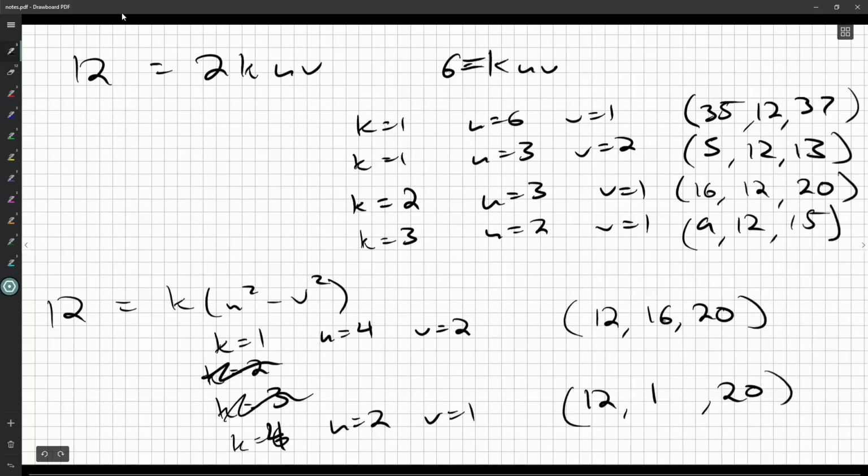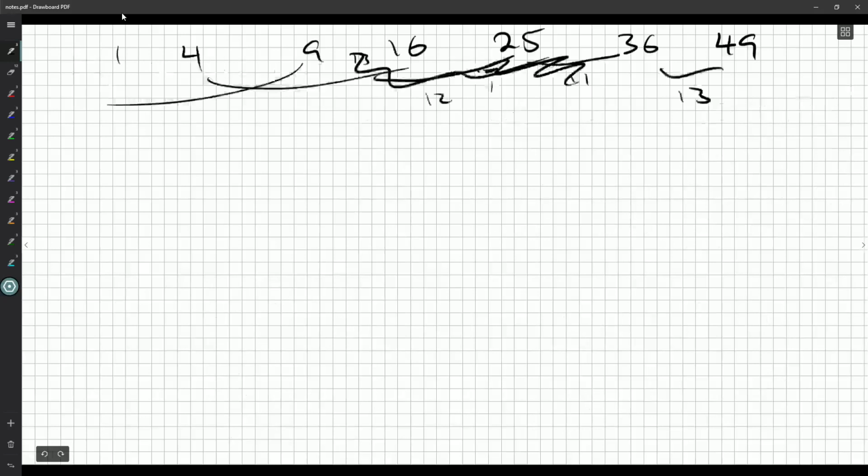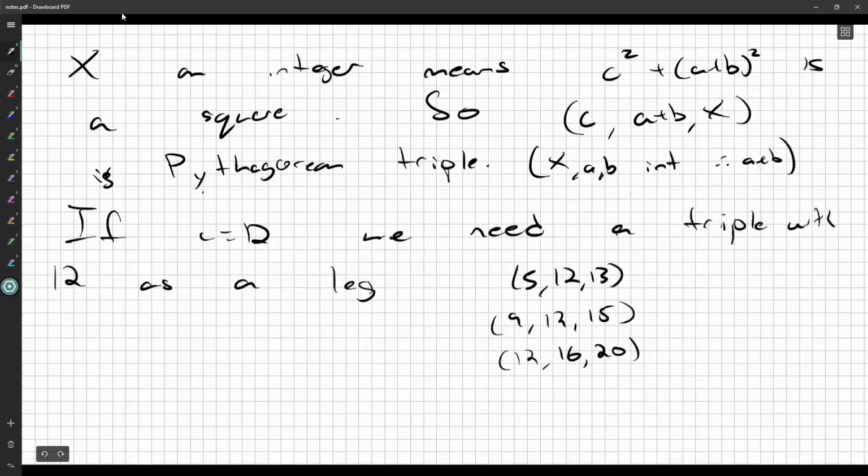Okay, k being equal to 6, is 2 the difference between squares? No. k being 12, is 1 the difference between 2 squares? Only 1 squared and 0 squared, and that's not allowed. So turns out we were missing one. 35, 12, and 37. Okay, so those are the triples.